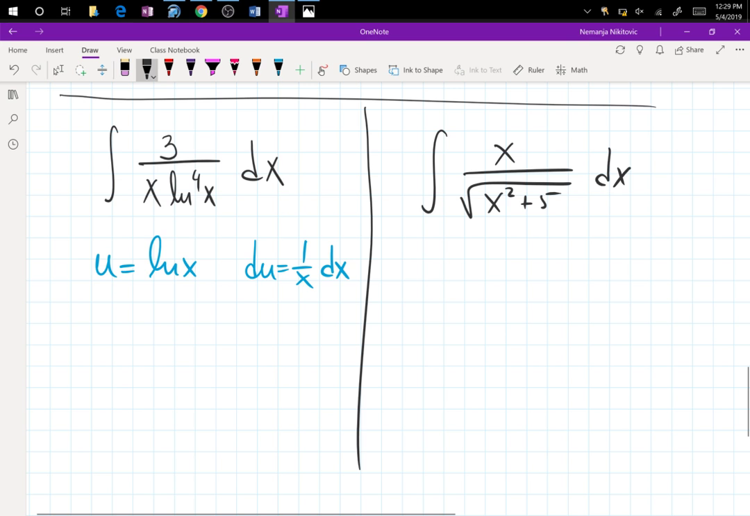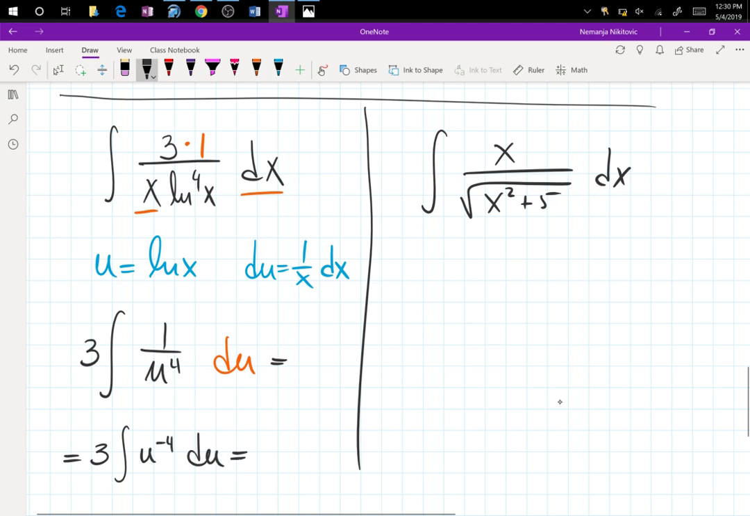We kick 3 outside, right? And then what you have inside is 1 over x dx. That's going to be your du. And you have 1 over u to the 4th, because ln x was raised to the 4th power. So the integral that you are solving is 3 times the integral of u to the minus 4 du.